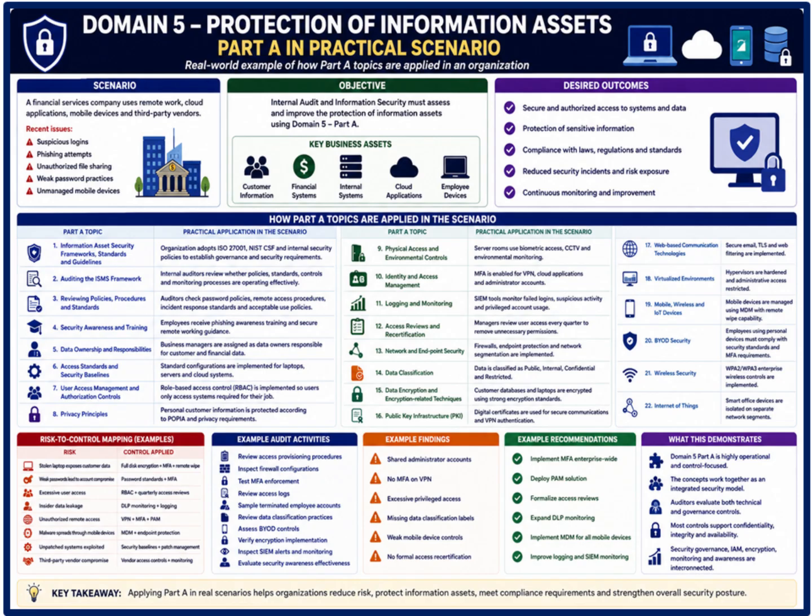The example findings section highlights common weaknesses organizations may discover during audits. These include shared administrator accounts, missing multi-factor authentication, excessive privileged access, missing data classification labels, weak mobile device controls, and poor access recertification processes. The corresponding recommendations include implementing enterprise-wide MFA, deploying PAM solutions, formalizing access reviews, improving DLP monitoring, implementing mobile device management, and strengthening logging and CM capabilities.